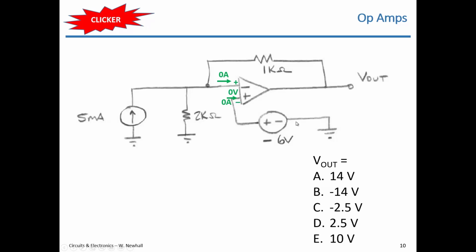So I notice that I have a source here that is connected directly to ground. So I can figure out the node voltage of this node right here, right? The node voltage is negative 6 volts. I see that there is 0 volts between the two op amp inputs, right? So between this node and this node, I have 0 volts.